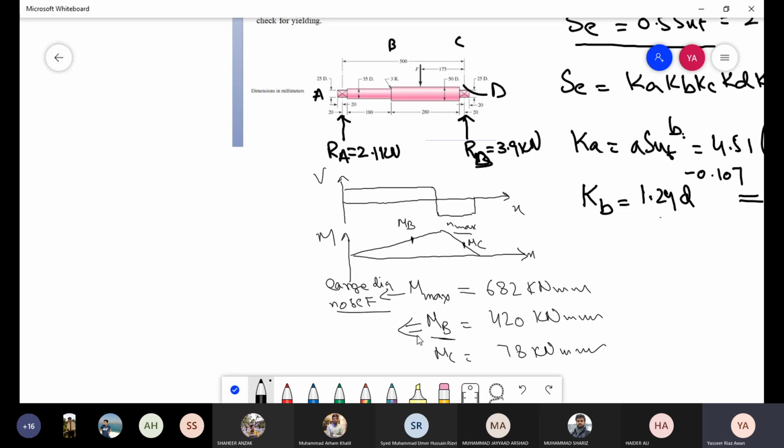Is it obvious? हाँ भाई, कोई ऑब्वियस नजर आ रहा है या नहीं? याद? यस सर। कौन सा पॉइंट होगा क्रिटिकल पे?